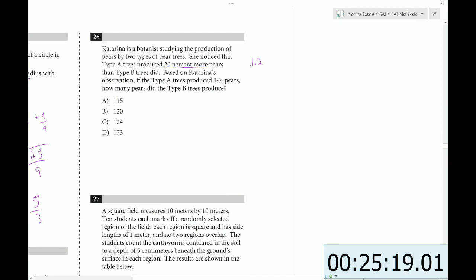Okay, so let's start by making an equation here. Type A trees, A, produced 20% more than type B. And type A is 144, so that we could plug that in. And then we could solve for B by dividing by 1.2. And 1.2 is kind of like 12. So you can take 144 and make it 12 times 12. And then divide one of those 12s by 1.2. It's 10 times larger. So that ends up being equal to 120.